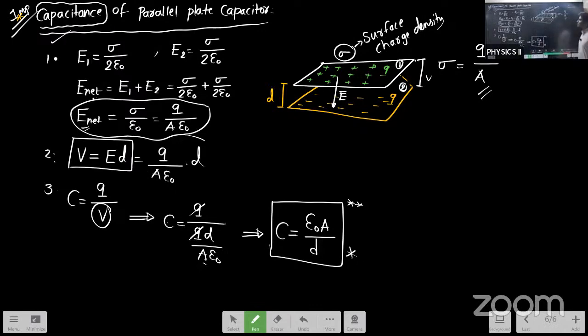So let us move on to the next topic from this chapter. Next important topic from this chapter. See here. We'll study about electric potential and expression for electric potential due to point charge.